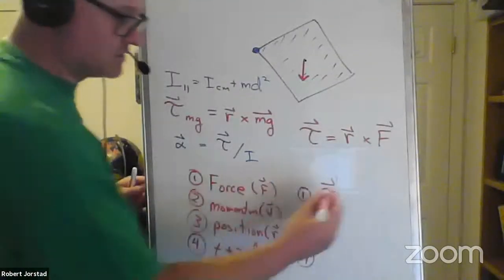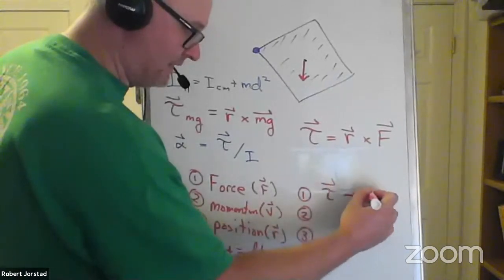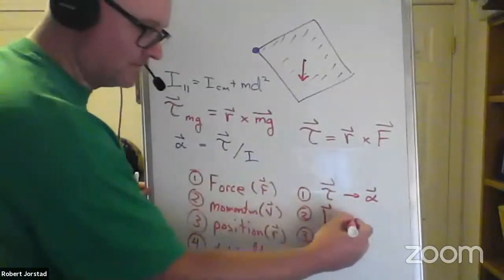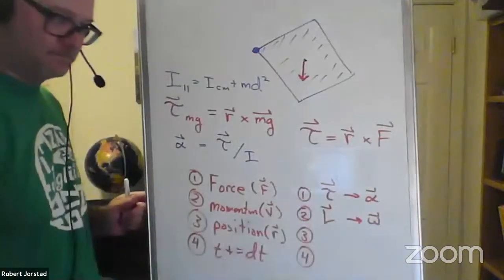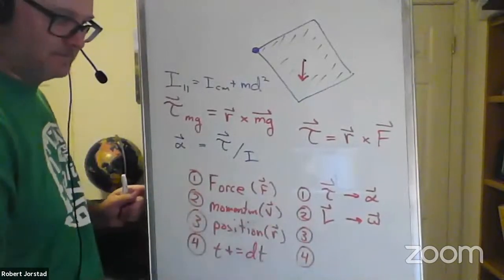So let's maybe say torque, then you do alpha. You could also update the angular momentum. If you update the angular momentum, that gets you the omega, right? And then you could update the what? Angular position. Yep. And then time.